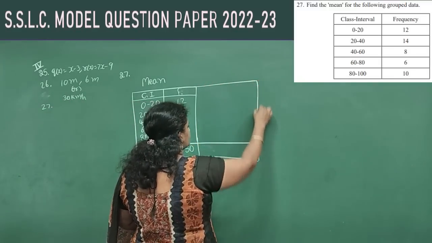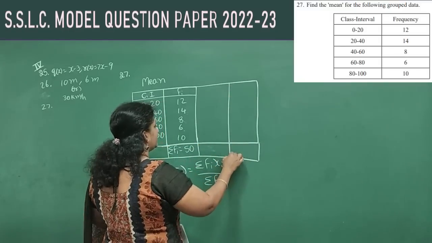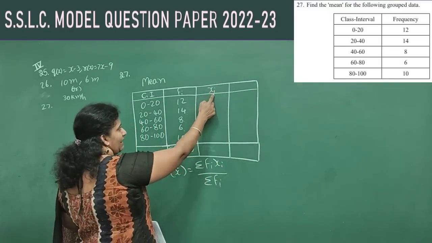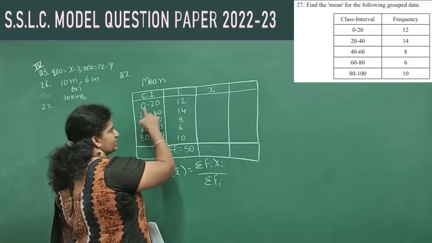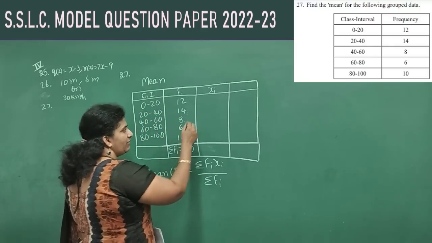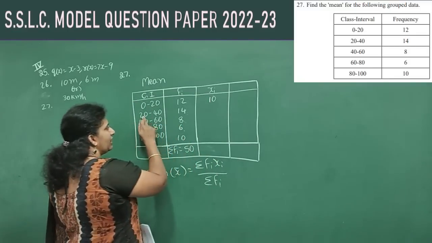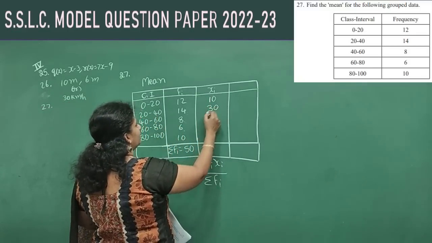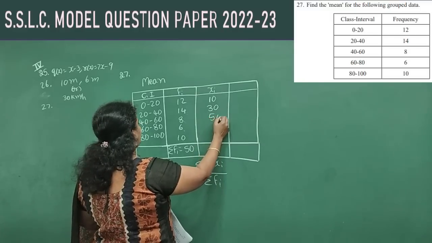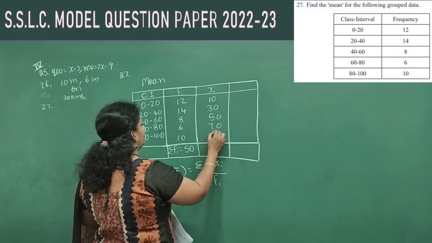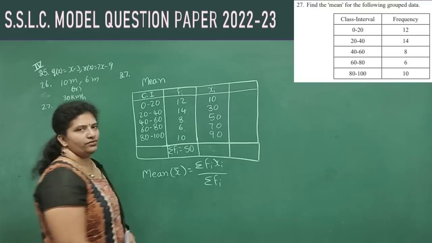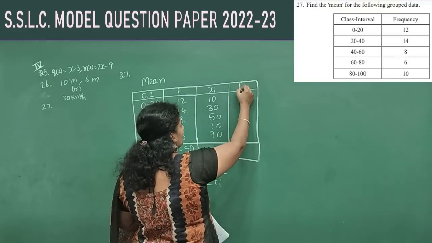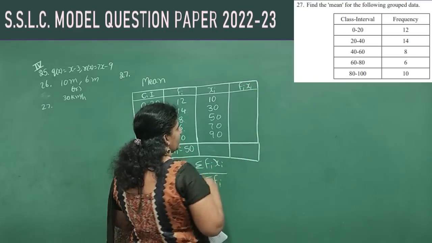So, take 2 more columns, extend and mark here xi, class mark, lower limit plus upper limit. 0 plus 20, 20. 20 by 2 will be 10. Similarly, 20 plus 40, 60. 60 by 2 is 30. And next 50, then 70, then 90. Right? Now, another column, fi xi needed. So, multiply fi and xi.